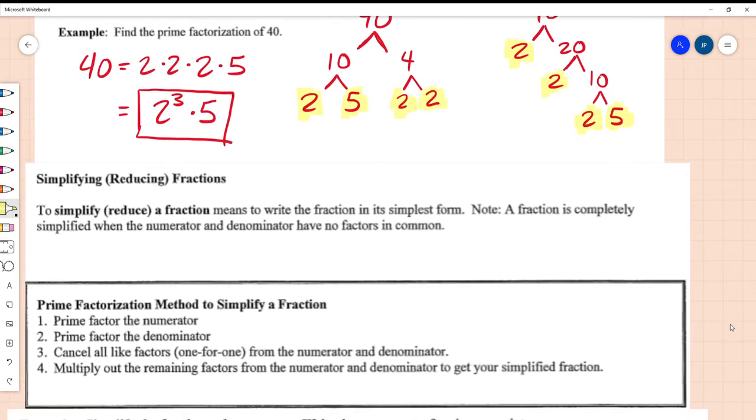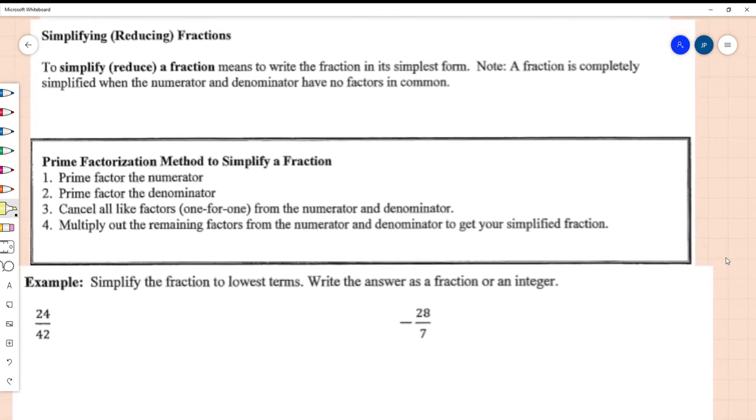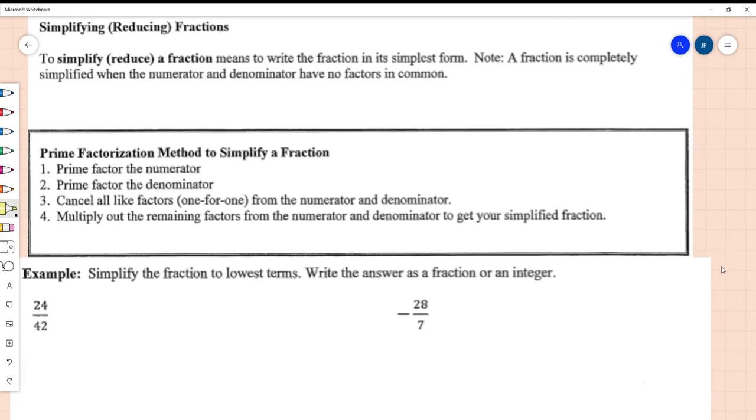It says to simplify or reduce a fraction means to write the fraction in its simplest form. A fraction is completely simplified when the numerator and the denominator have no factors in common. So this method is called the prime factorization method for simplifying a fraction. It works every time. We just have to remember what we just went over as far as prime factorization.